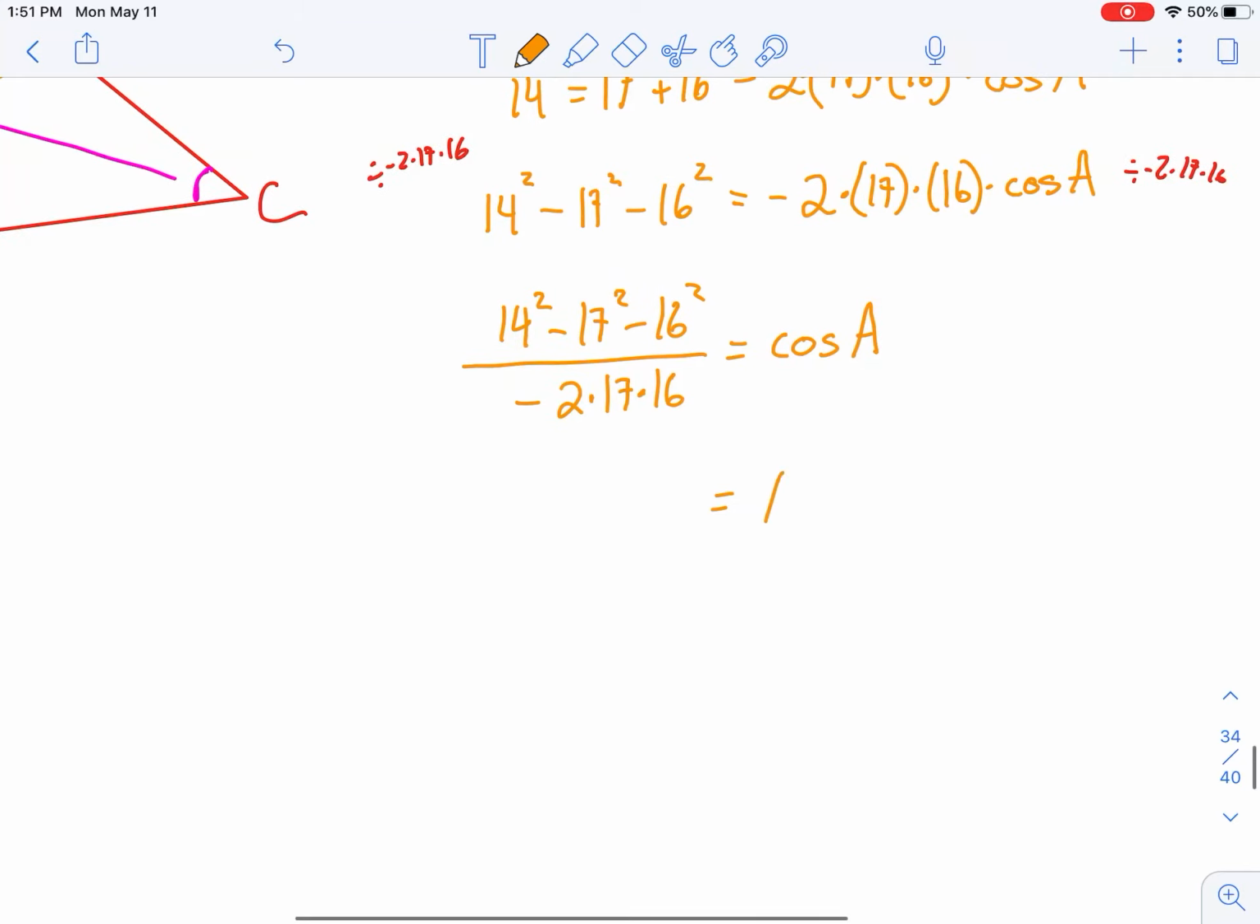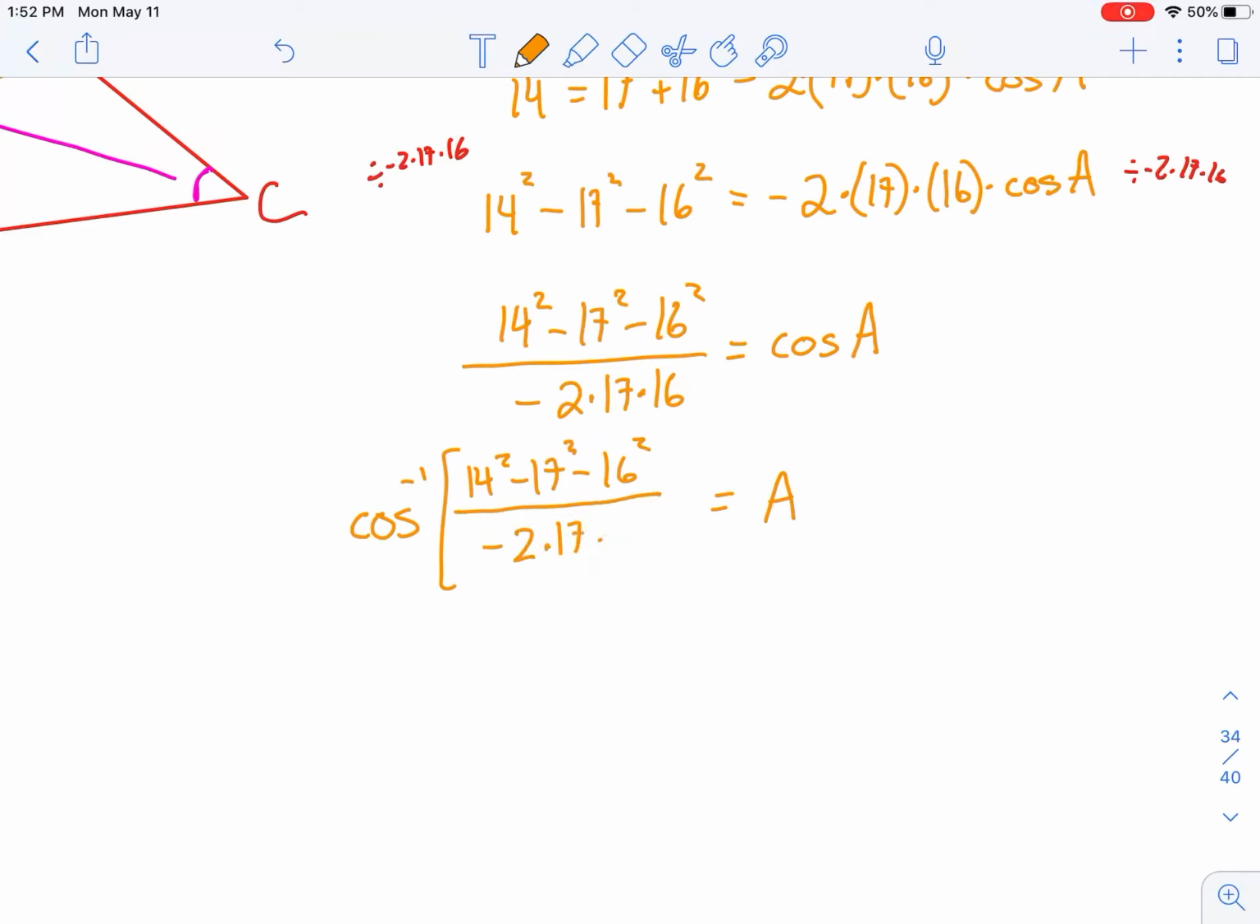And now if I want to isolate for A, I want to get cos off of A. We know to isolate for an angle measurement, you have to take the inverse function. So this is all going to be cosine inverse of 14 squared minus 17 squared minus 16 squared, all divided by minus 2 times 17 times 16. Whew, that was quite a bit.